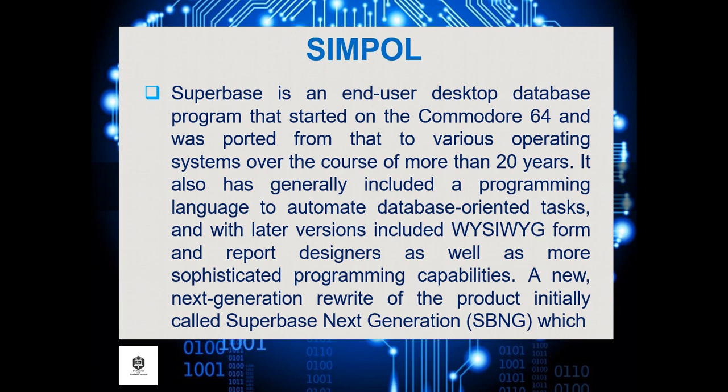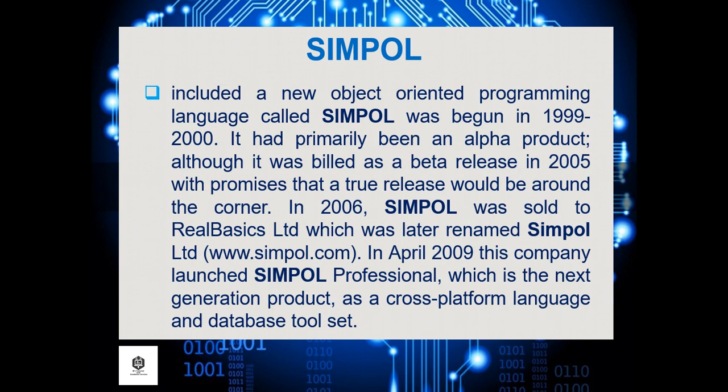A new next generation rewrite of the product, initially called Superbase Next Generation or SBNG, which included a new object-oriented programming language called Simple, was begun in 1999 to 2000. It had primarily been an alpha project, although it was billed as a beta release in 2005 with promises that a true release would be around the corner. In 2006, Simple was sold to Real Basics Limited, which was later renamed Simple, or simple.com. In April 2009, this company launched Simple Professional, which is the next generation product as a cross-platform language and database toolset.